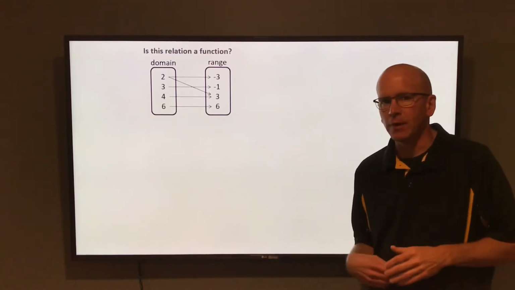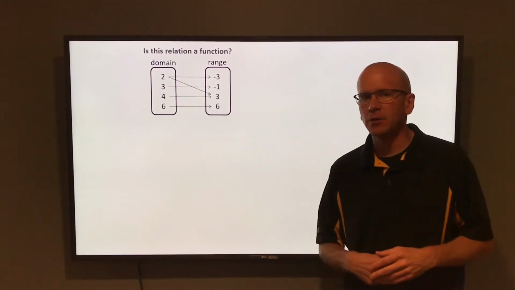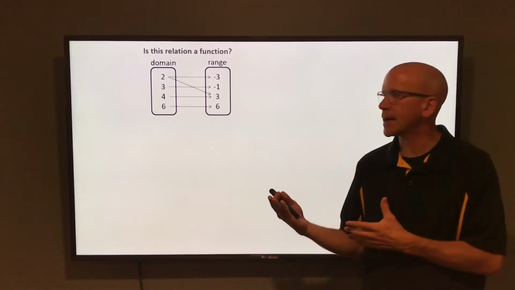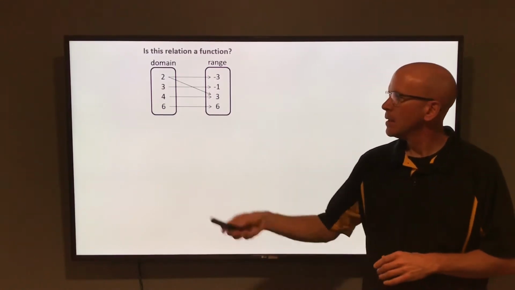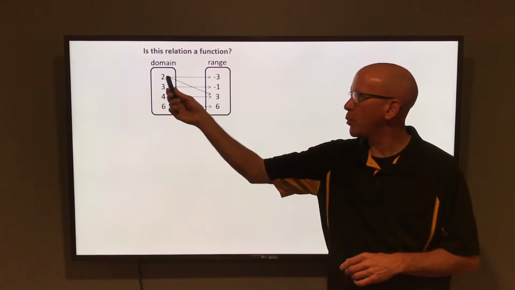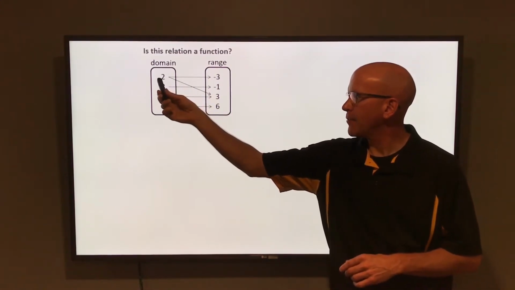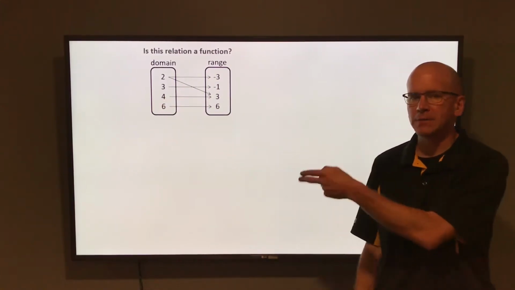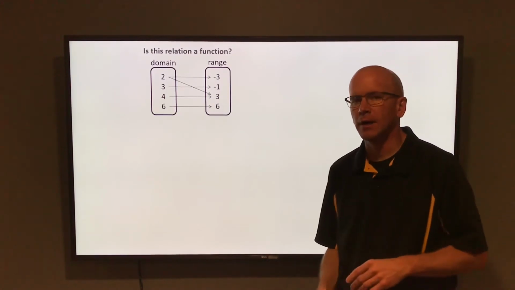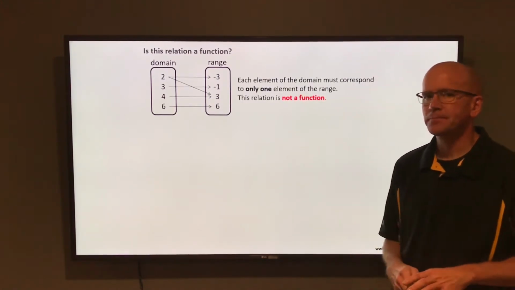Is this relation a function? Does each x value match up with or point to exactly one y value? Right off the bat, you can see that 2 points to -3, and that same 2 points to 3. That x value of 2 has two different y values, so that's not a function.